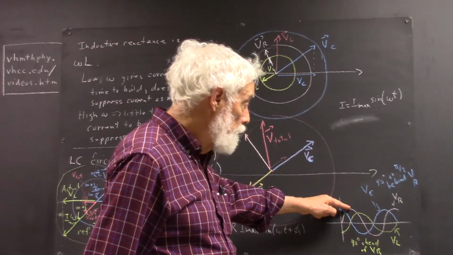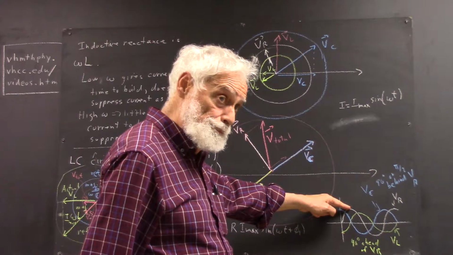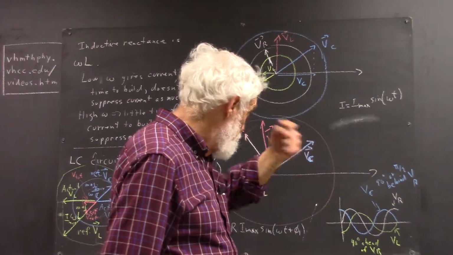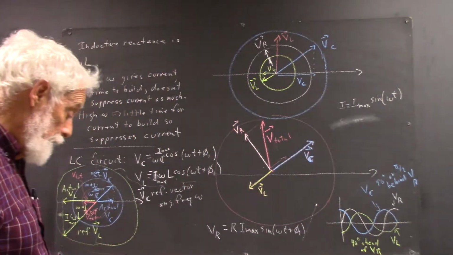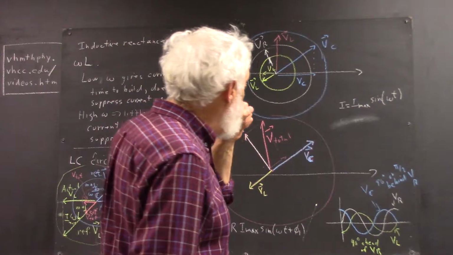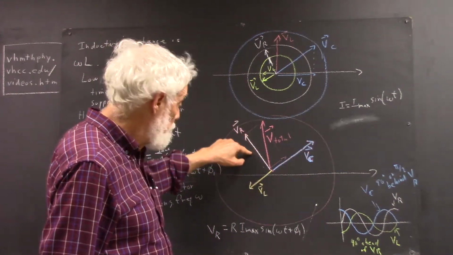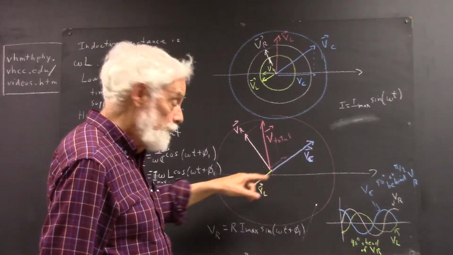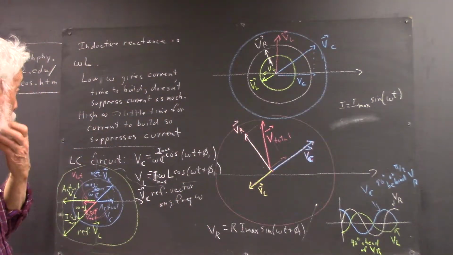So you have your V sub R with the inductor voltage V sub L 90 degrees ahead of it, and the capacitor voltage V sub C 90 degrees behind it. Well, how does that work on the picture? Here's V sub C. 90 degrees ahead of that, you have your V sub R. 90 degrees ahead of that, you have your V sub L. Of course, V sub C and V sub L are in opposite directions, just as they always have to be.